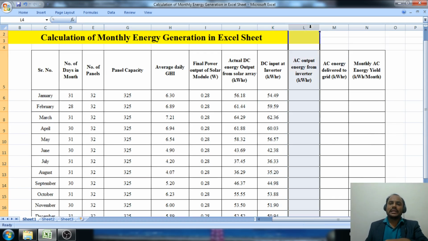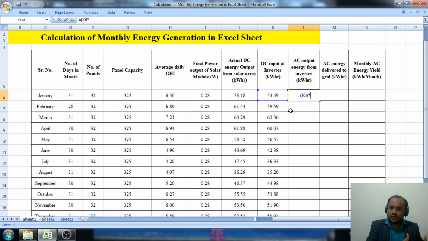We'll go to the 9th column. Actually it says the AC output energy from the inverter. Whenever we are giving the power to the inverter, DC to AC conversion losses happen over here. So we can consider the inverter efficiency, which resembles the DC to AC conversion losses. So equal to, in a bracket, the DC input that we are giving to the inverter in terms of kilowatt hour, multiplied by the efficiency of the inverter.